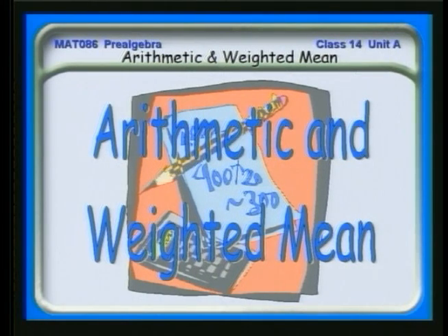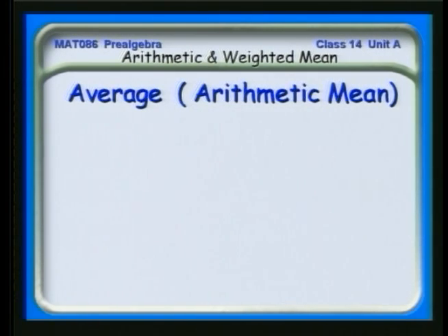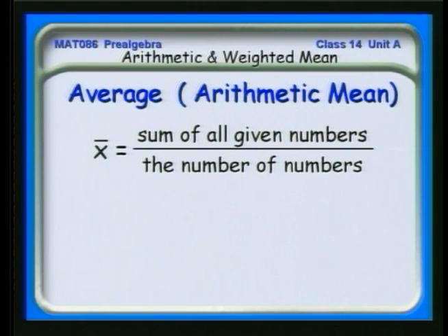We're going to start with something that you're probably familiar with, although maybe not when it's called this, the arithmetic and weighted mean. And what we're really talking about is the good old average, which in mathematical terms is called the arithmetic mean. The definition for the average, which is often written as a variable with a bar over it, is the sum of all the numbers you have divided by how many numbers there are.